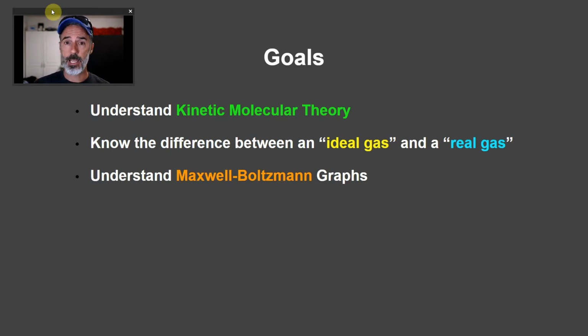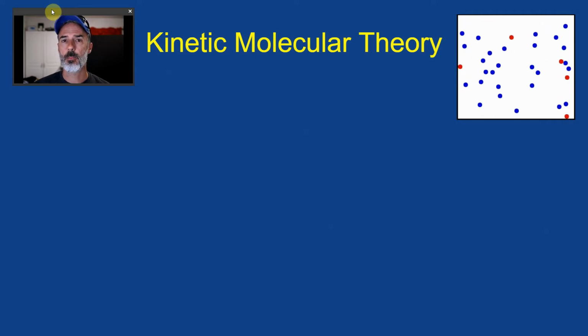The other thing we're going to do is look at, well, we've been calling these gases ideal gases, and we're going to get to, what is an ideal gas, and therefore, what isn't an ideal gas? And then lastly, we're going to look at Maxwell-Boltzmann distribution graphs to get a feeling for particle velocity and what can be expressed in those kinds of graphs. Okay, so let's look at kinetic molecular theory.